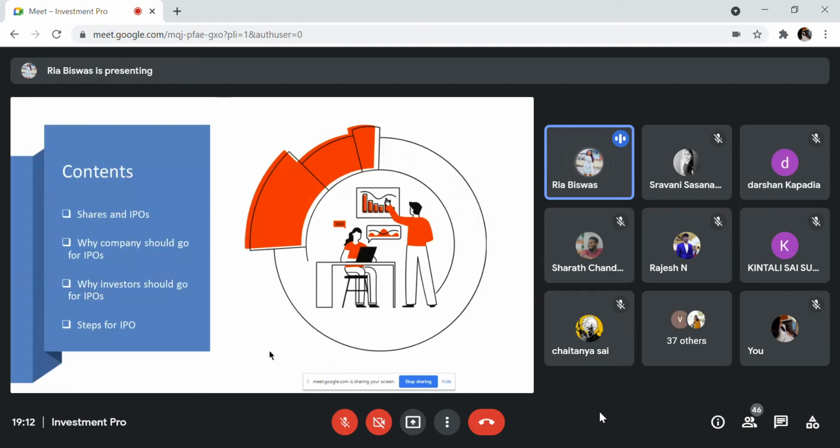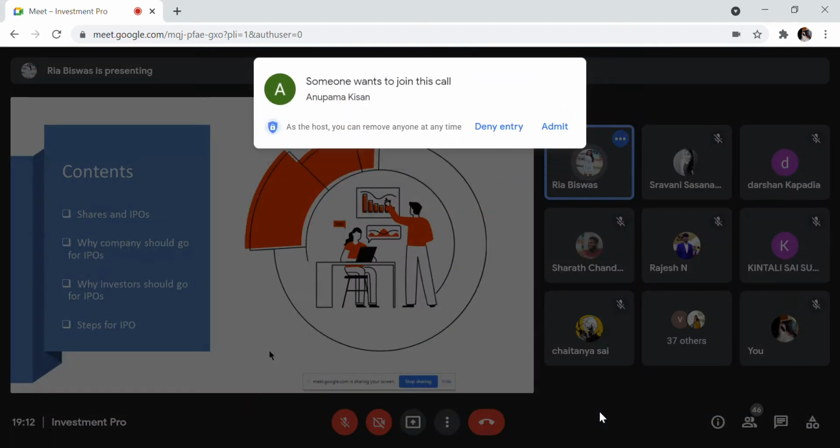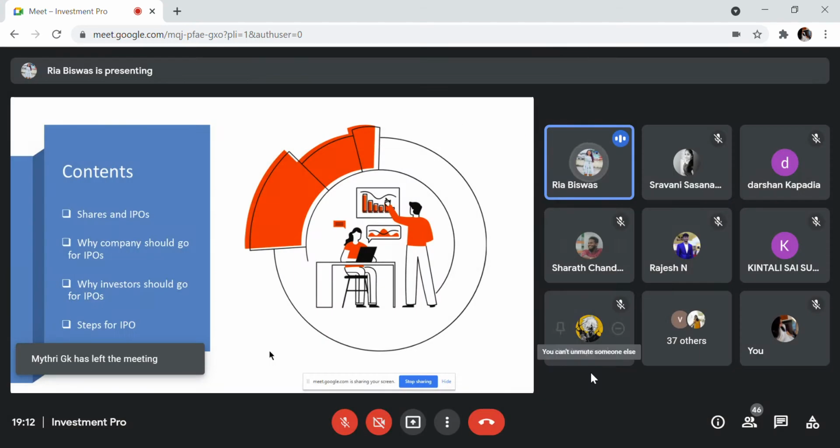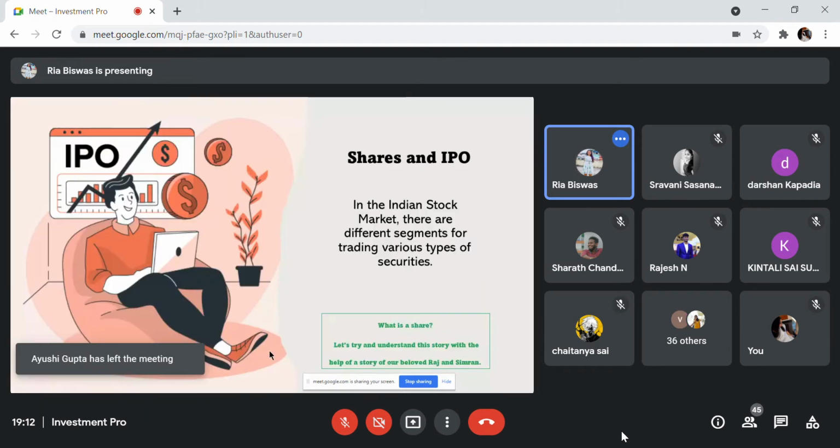These are the contents that we will be going through in this session. We will be going through the definitions of shares and IPO. We will get to know what shares are, what IPOs are, why the company should go for this IPO, why the investors should go for this IPO, and also the steps for IPO. First, as I mentioned in the first slide, what are shares and IPO.